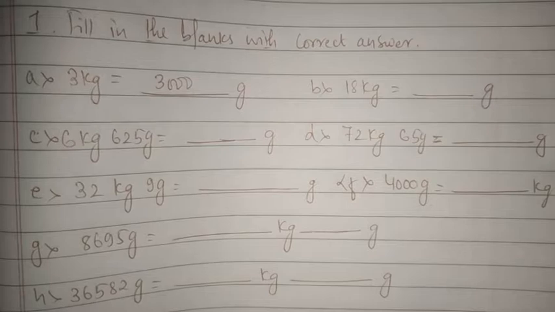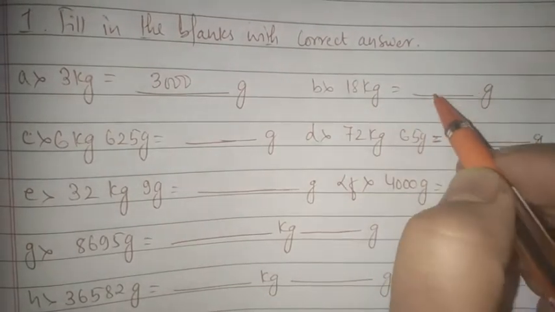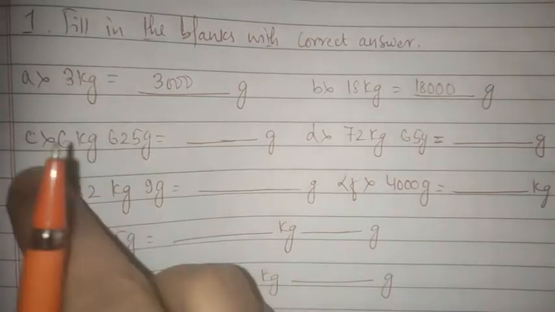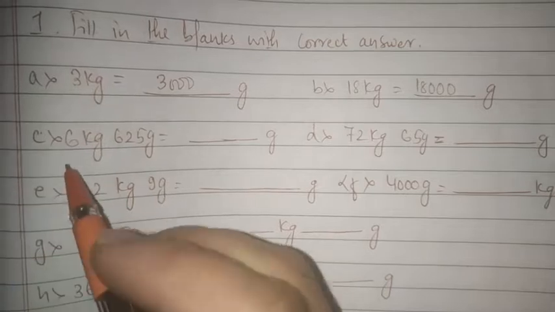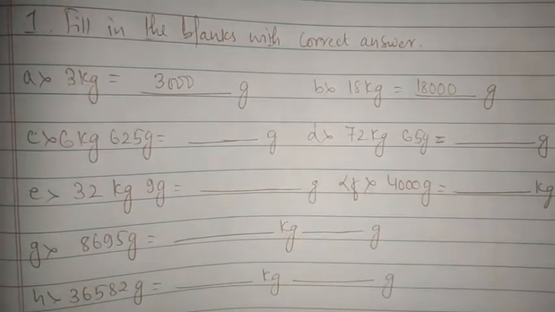Proceeding with the next question, 18 kg means 18 into 1000, it is 18,000 gram. Now for part C, we have 6 kg 625 gram, which needs to be converted into gram.